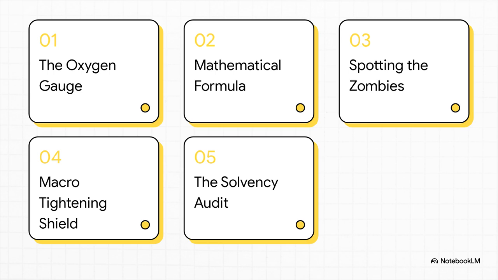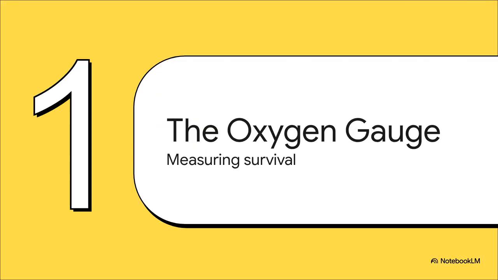We're going to start with the oxygen gauge, break down the mathematical formula, learn how to spot the zombies, armor up with the macro tightening shield, and then wrap it all up by deploying the solvency audit. All right, diving right into Section 1, the oxygen gauge. This is all about measuring pure survival.